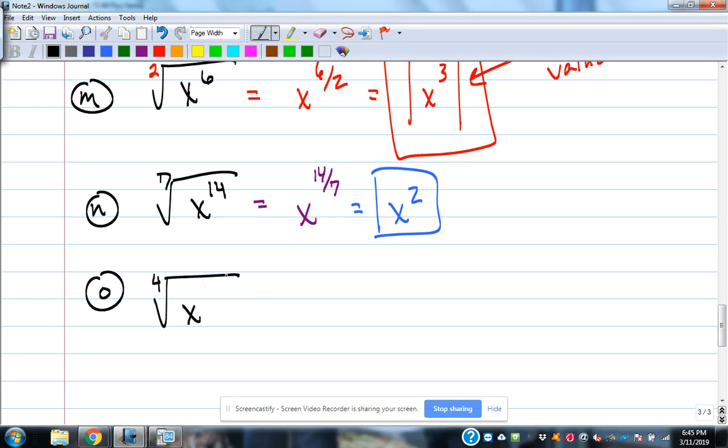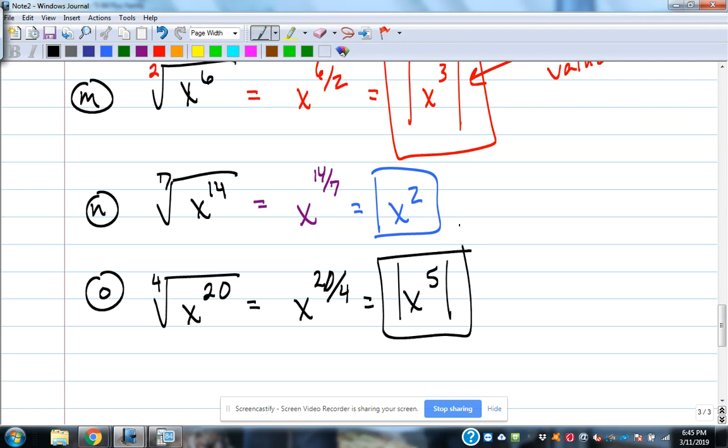Let's do a different number. Let's do x to the 20th on the inside. That way we get a different answer than some of them we've gotten before. It'll be x to the 5th, because that's going to be x to the 20 over 4, and that's where the x to the 5th comes from. And I need what on it? Absolute values, because it's what kind of index? Even index has got to have that absolute value mark on the answer when you simplify a variable.